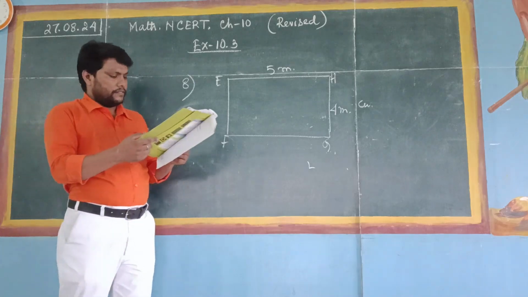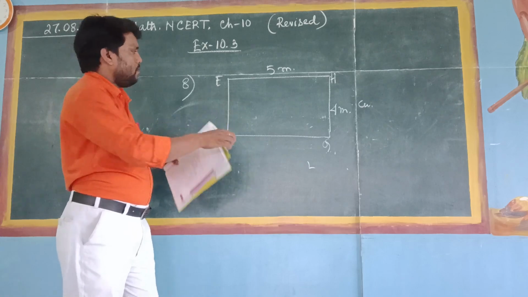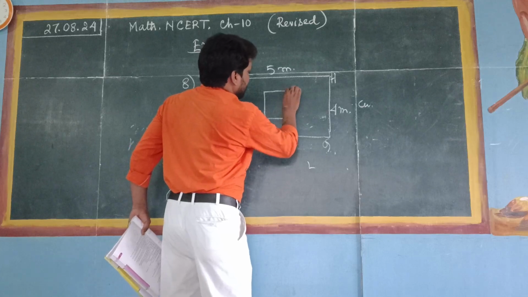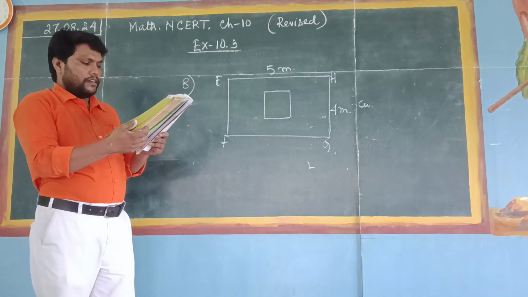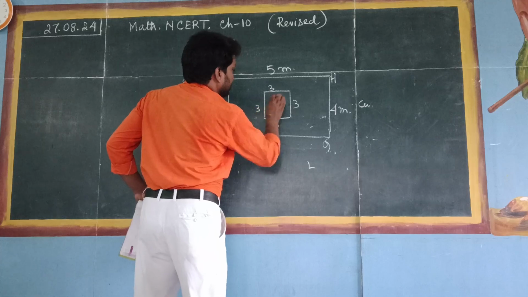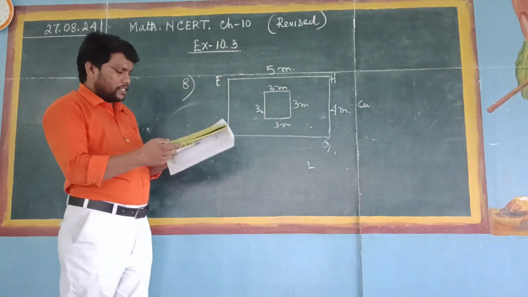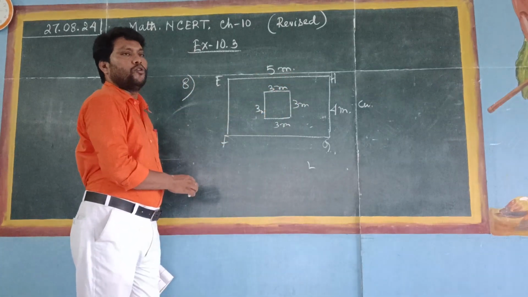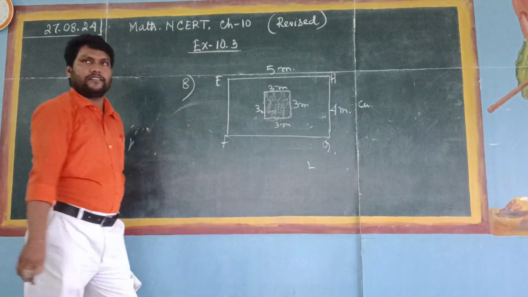What is the question? A square carpet of 3 meter is laid on the floor. A square carpet, its sides are 3 meter. Find the area of the floor that is not carpeted. So which portions are carpeted? Only these portions are carpeted.